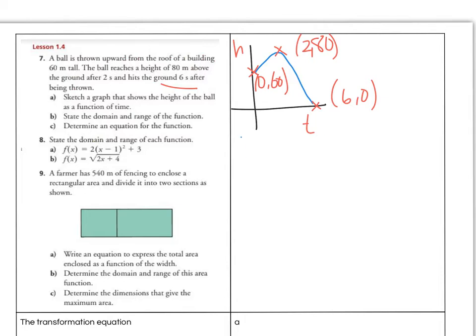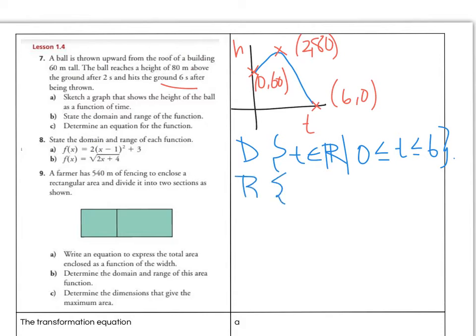To do the domain, we need to look at what's possible for our t values, our values of time. So we have no negative time, but time belongs to the real numbers, and it starts at 0. And because the ball lands at 6, it's less than or equal to 6. So that is our domain. Our range, also, the height we're going to assume starts at 0, so we're not digging holes. So 0 is less than or equal to h, and the top height is 80. So those are our domain and range.